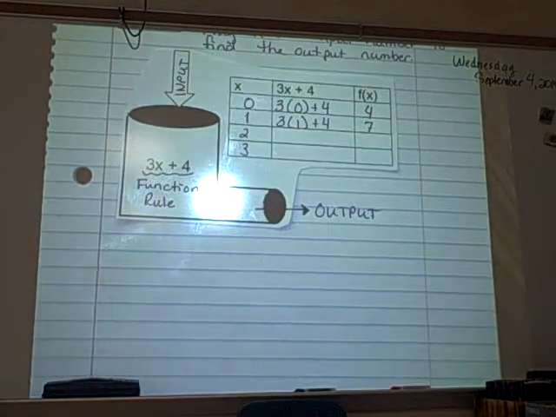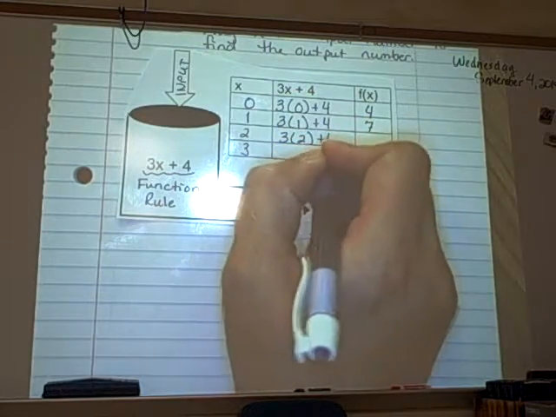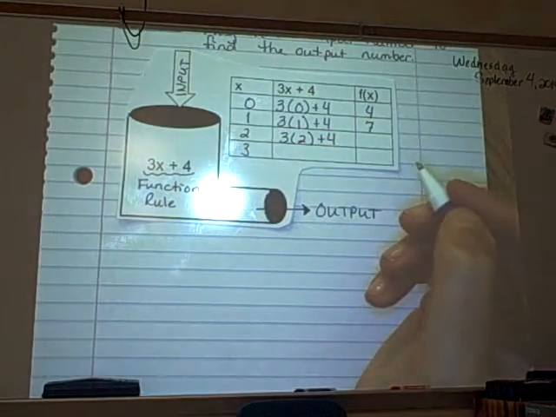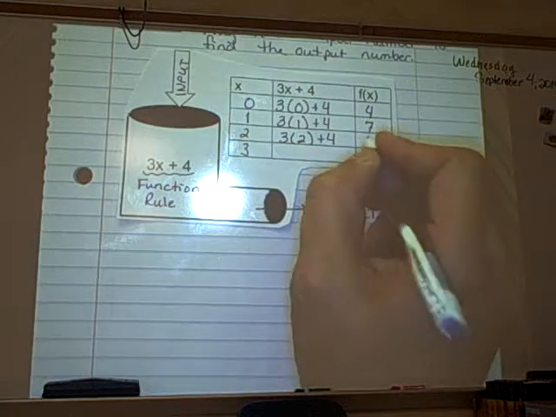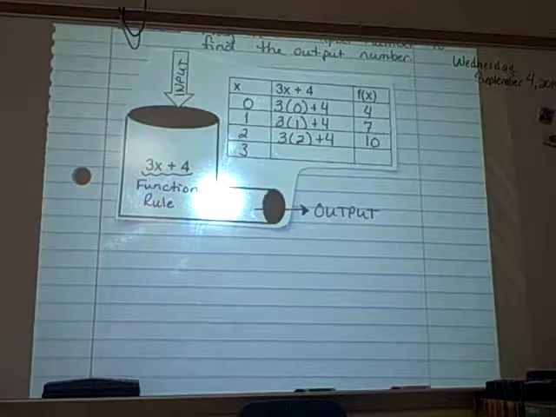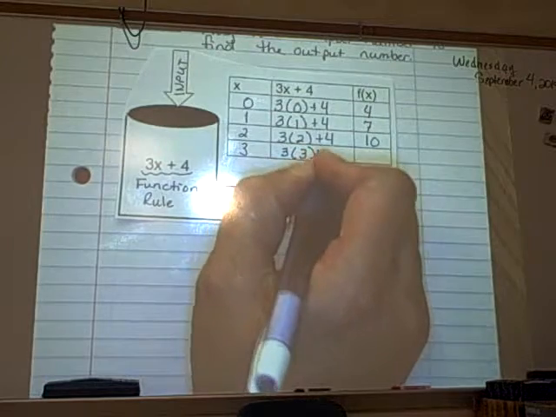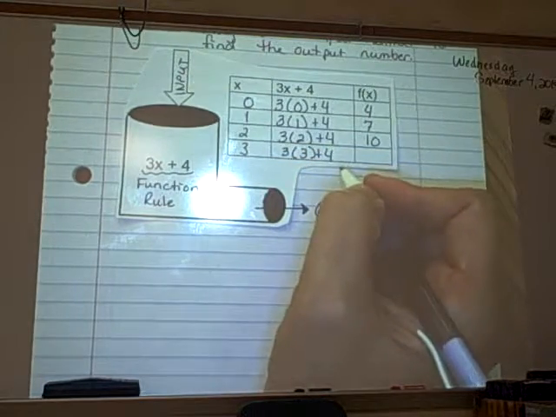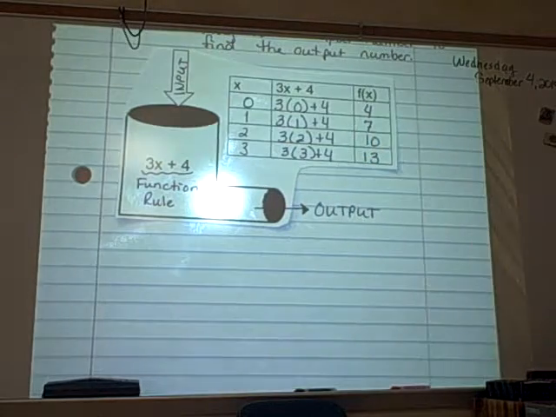And then you're going to do the next one. 3 times 2 plus 4. 3 times 2 is 6, and 6 plus 4 is 10. And then the last one, 3 times 3 is 9, plus 4 is 13.